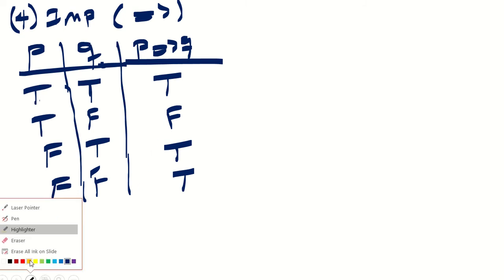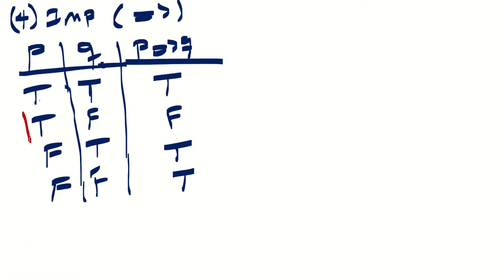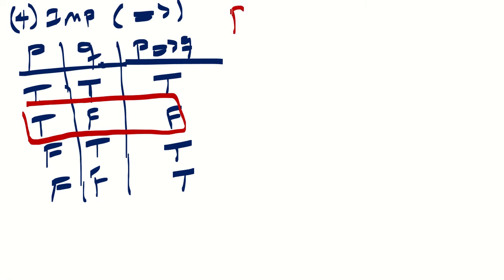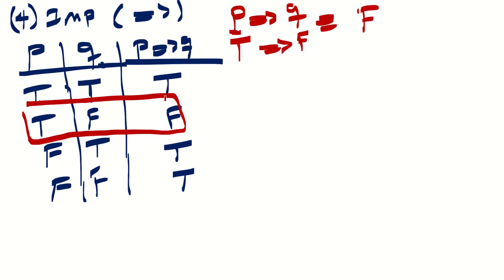This false case happens when the premise is true and the conclusion part is false. Don't forget that. So P implies Q will be false only when the premise part, this is what we call premise, the if part, is true and the conclusion part is false. Necessarily it will be false. Otherwise, every time it's true.